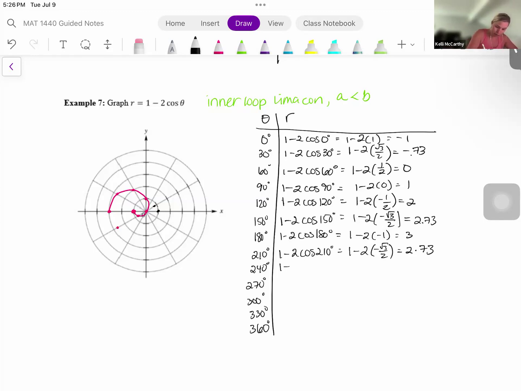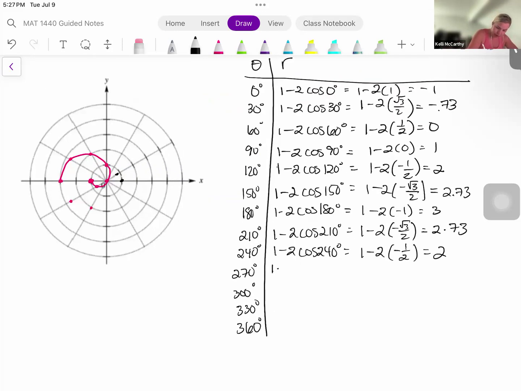For 240, 1 minus 2 times cosine of 240 degrees is equal to 1 minus 2 times negative 1/2, which is 2. You're noticing hopefully a lot of repeated values, and that's going to be pretty common with a lot of these polar curves. Theta is 270 degrees. 1 minus 2 times cosine of 270 degrees is equal to 1 minus 2 times 0, or 1.